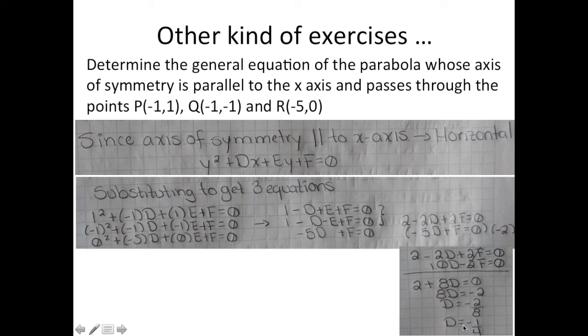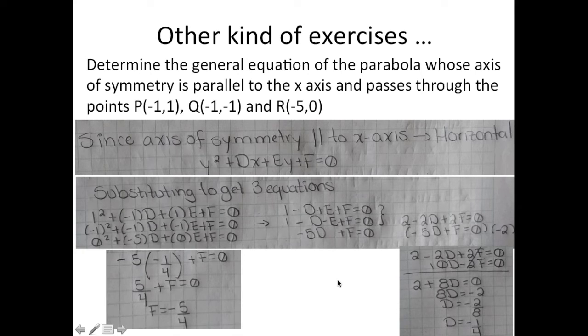With the value of d, I can go back and get the value of another variable. So now, what I do is I take this third equation, which is the easiest one, and I substitute in d the value of -1/4. So I have -5 times -1/4 plus f equal to 0. And I isolate for f. So -5 times -1/4 gives me 5/4 positive, and then if this is adding, I take it subtracting to the other side, and I get that f is equal to -5/4.